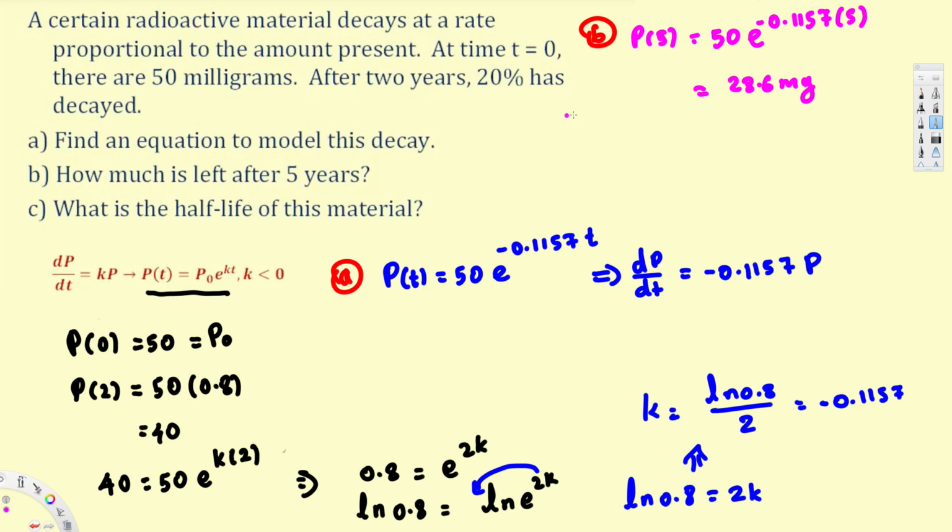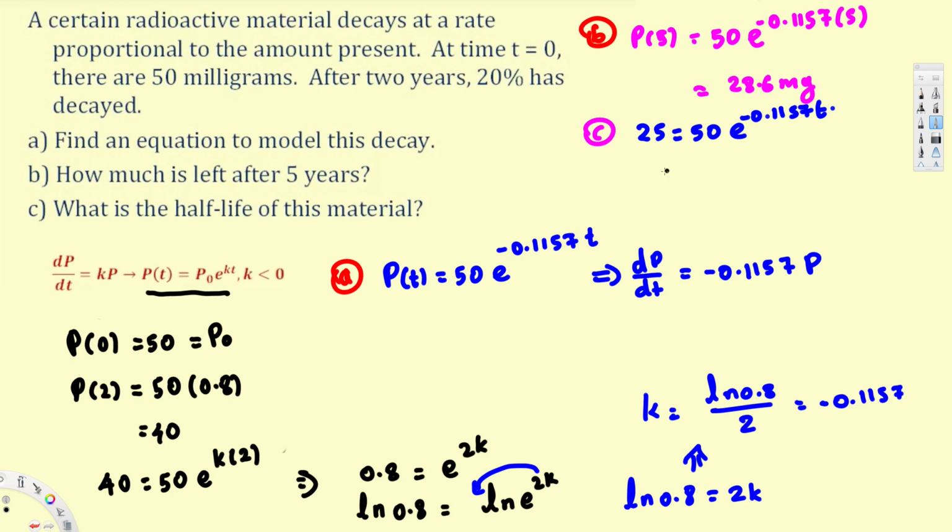Now let's look at the third question. The third question is asking: what is the half-life of this material? Half-life is basically how much time it will take for half of this material to decay. Since we have 50, half of it is going to be 25. So 25 is equal to 50 e to the power negative 0.1157 t. Now let's use a different color.